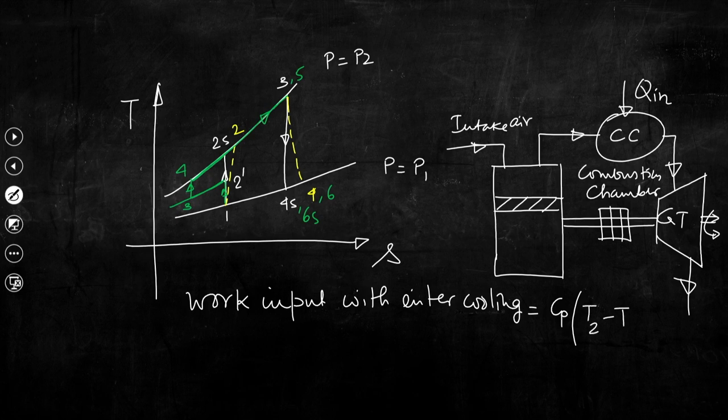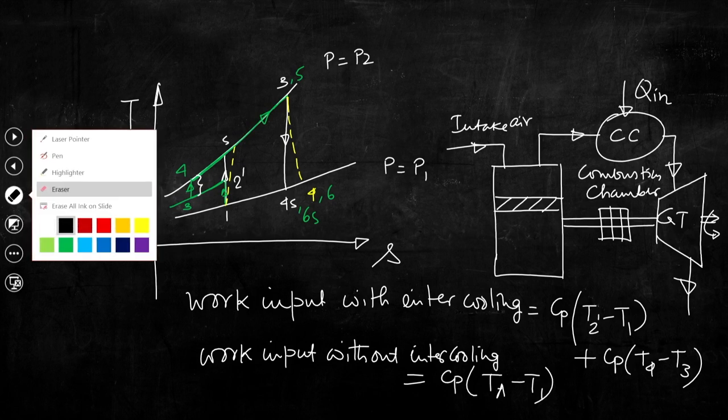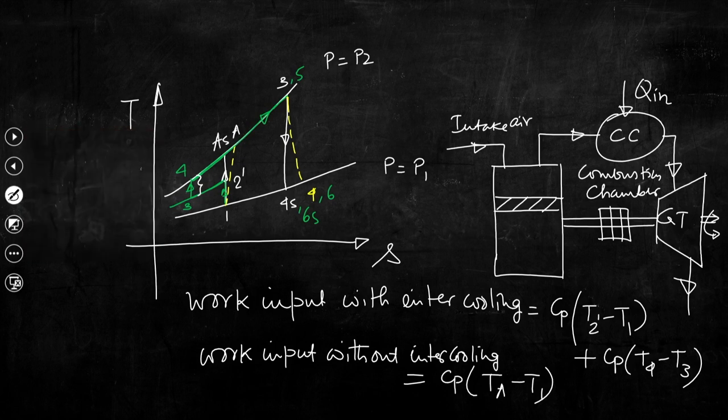plus Cp into T4 minus T3, because this is another work input. So, essentially 1 to 2 prime and then 3 to 4, and work input without intercooling will be equal to Cp into, like this, Cp into Ta minus T1. Now I am giving a name, this is A. So, Ta minus T1.